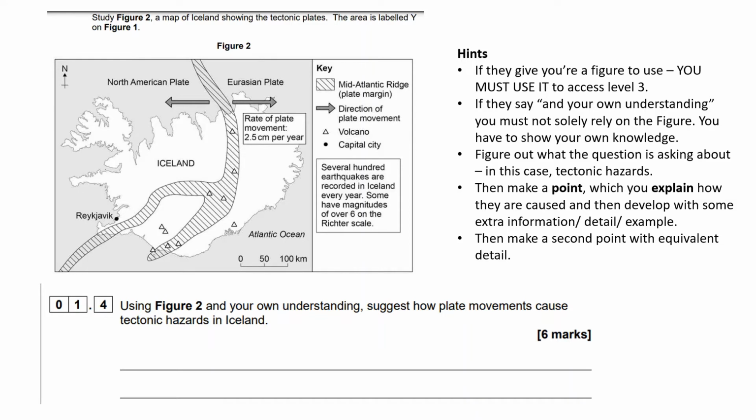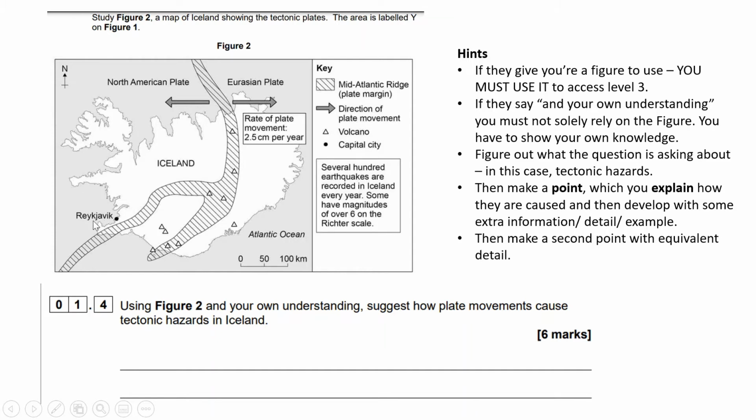But also, what are these? What is this zone? What is this shaded area? Let me check. That's the mid-Atlantic ridge, the plate margin. So that is the margin between those two tectonic plates, North American and Eurasian. So far, so good. Some triangles. I can have a guess at what they mean, but let me check. Yeah, that's a volcano. So we have volcanoes along the ridge. Fine. And then this black dot is the capital city.